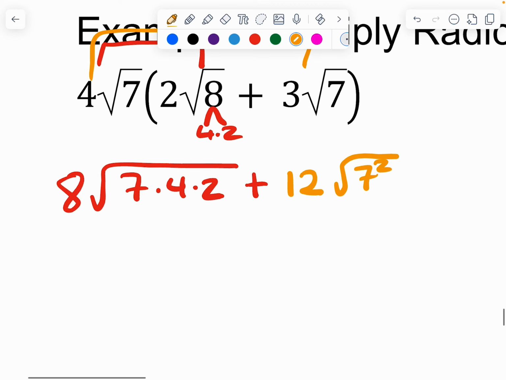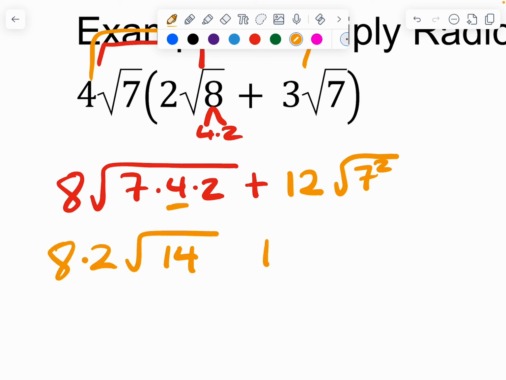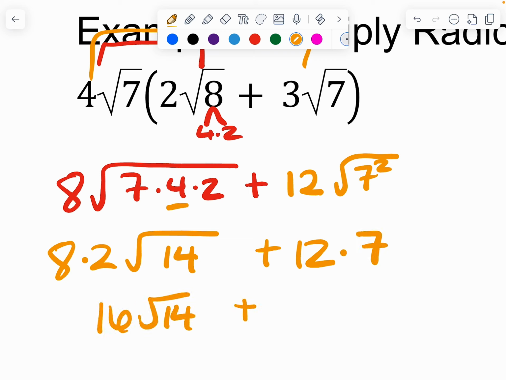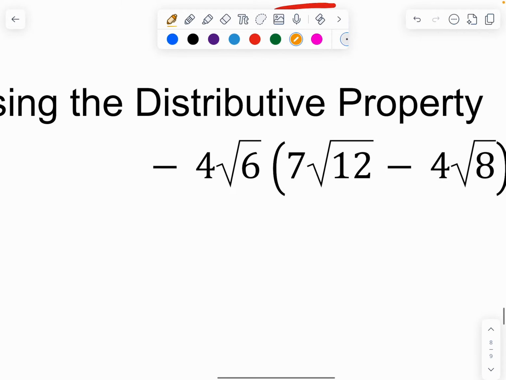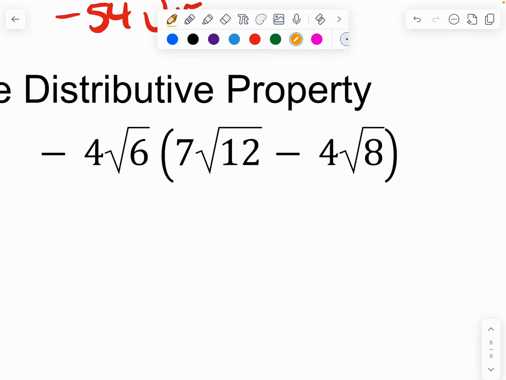Right? Yep. So I can take the square root of this right here. That's 2. So 8 times 2, radical 14, plus 12 times 7. So I get 16 radical 14 plus 84. Okay, so next I'm going to do this. I'm going to multiply here. I'm going to get negative 28.